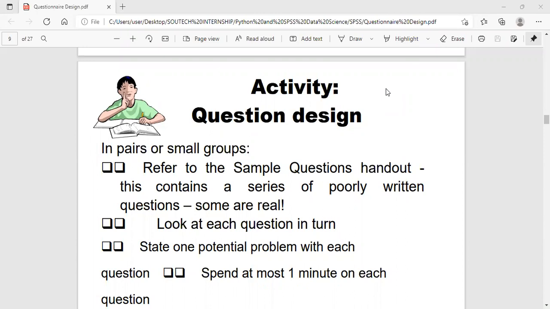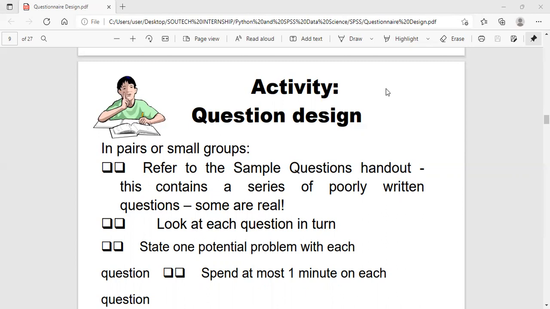So join me on slide 9. In pairs or small groups, refer to the sample questions handout. This contains a series of poorly written questions. Some are real. Look at each question in turn. State one potential problem with each question. Spend at most 1 minute on each.